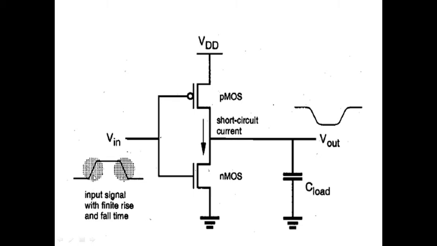So when the input rises from logic low to logic high, your NMOS transistor will start conducting. At the same time, your PMOS transistor remains in what? On state. So both transistors will remain in on state and a finite amount of current will flow from VDD to ground. The same thing happens when your input falls from logic high to logic low.